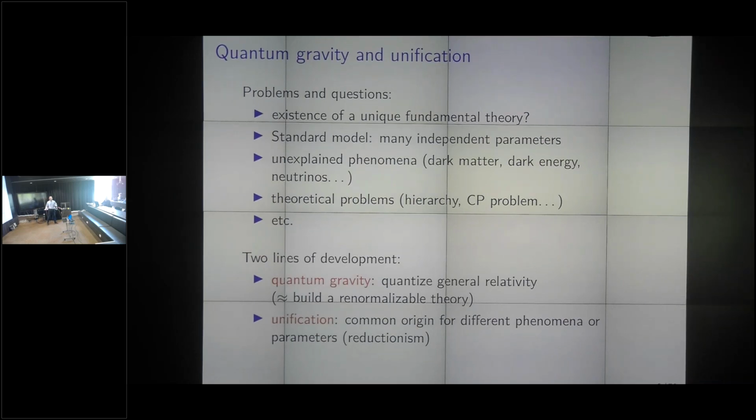Because until now, we have really two theories. You have general relativity for large-scale gravitational systems, and then you have the standard model of particle physics for all the subatomic particles and interactions. And it's hard to merge the two together. So quantum gravity, the idea is that everything should be quantum. So let's do it for general relativity. And then you have unification. So it's to try to find a common origin for the parameters. So it's really reductionism. You just want to have one theory to explain as many things as you can.